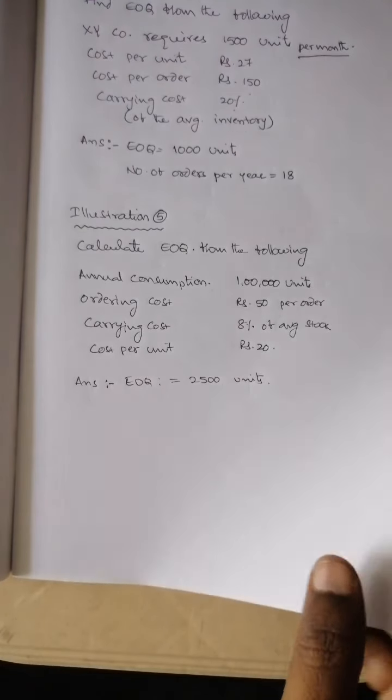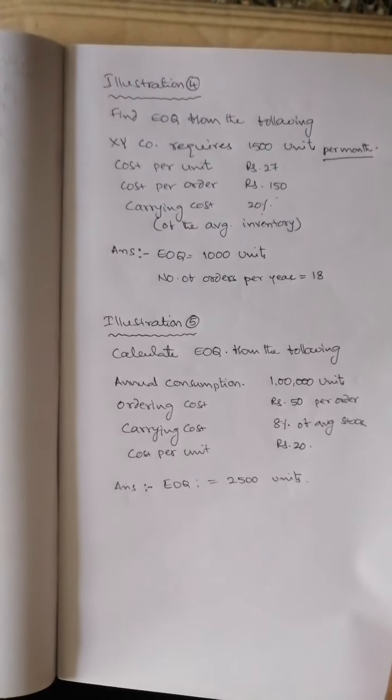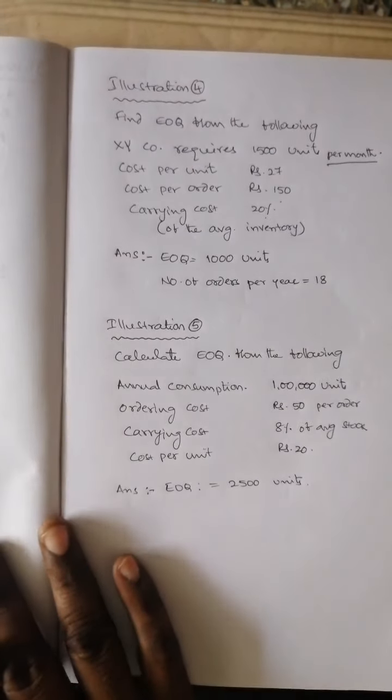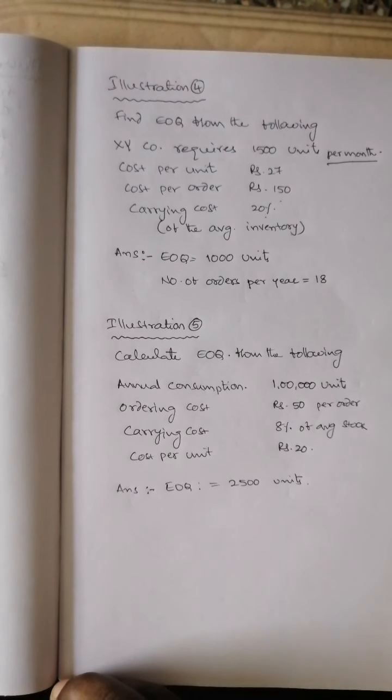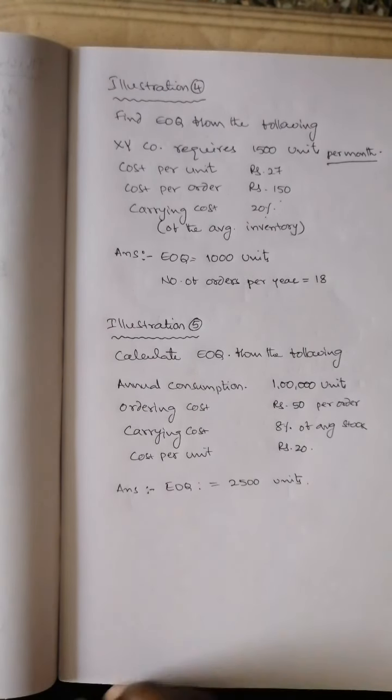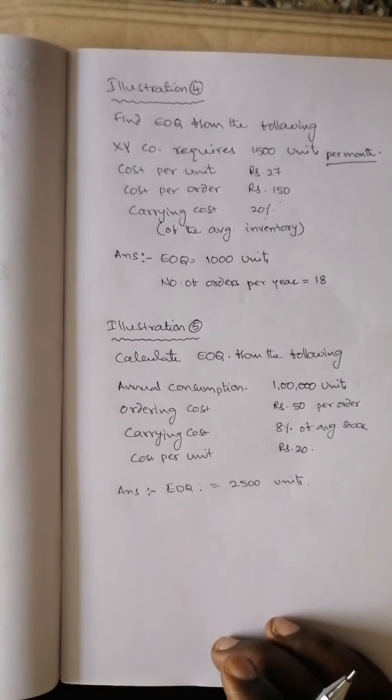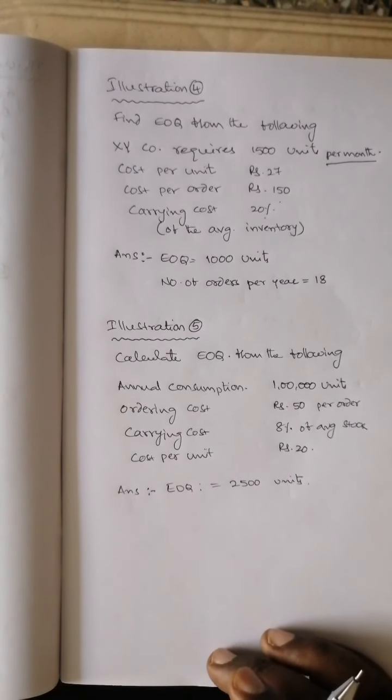Dear students, we have gone through 3 illustrations. All 3 illustrations are related to short answer questions, generally given in Section A of your semester end examinations. And for your practice, illustrations 4 and 5 are also given. You practice on your own and cross check with the hints given in illustration 4 and illustration 5.